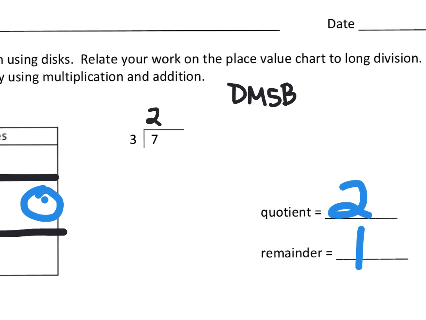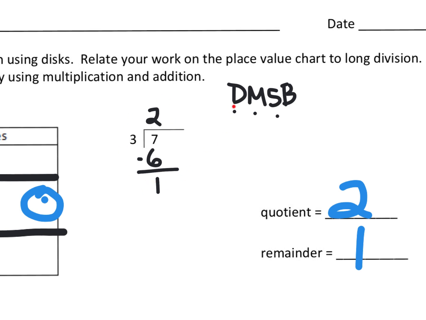Then you're going to multiply, and you're going to multiply this 2 times 3, and that's 6. And then you're going to subtract to see if there's any remainders, and 7 minus 6 gives you that 1 remainder. If you had another digit here, you would bring it down at this point, but we don't. This actually is the end.